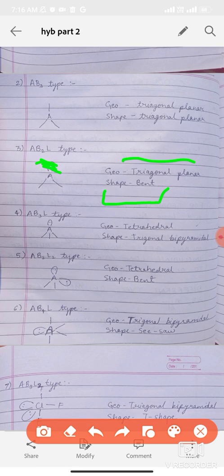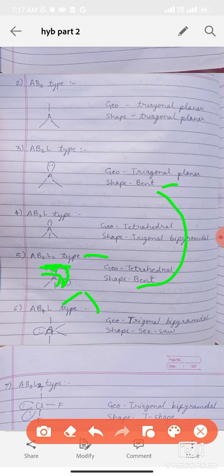Next, moving on to AB3L. Here three bond pairs and one lone pair are there. Again, hide the lone pair and observe the shape, that is trigonal pyramidal. In the next case, there is AB2L2, meaning two lone pairs and two bond pairs. So we will hide the lone pairs to get the shape once again, and let's observe the shape. The shape is like this. Again, this is a bent shape as in case of the third molecule.